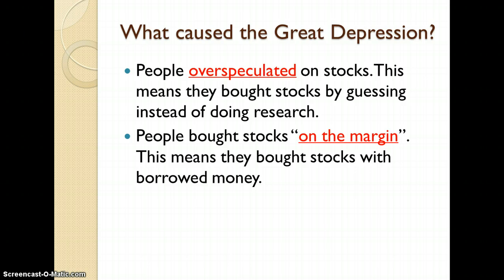Another cause was people over-speculated on stocks. What that means is basically they guessed which stocks were going to do well and which ones weren't, instead of doing research. So the bigger problem was that they were also buying stocks, quote, on the margin. Basically, they're borrowing money to buy stocks. So they're guessing at which stocks to buy, so they're not always buying good ones, and they're borrowing money to buy stocks, which is very dangerous because stocks are very unpredictable.